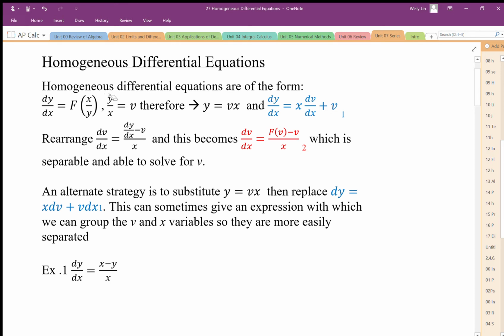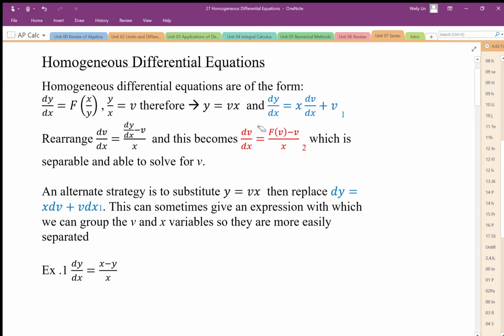We can just say that y over x is equal to v. And if we do that, then we can rearrange this to y equals vx. And then we can generate the derivatives here using the chain rule. Okay? The product rule. And then by doing this, we can rearrange our expression for dv over dx. And we end up with something like this. And then we can rearrange it into this form here. So that's one way to do it.